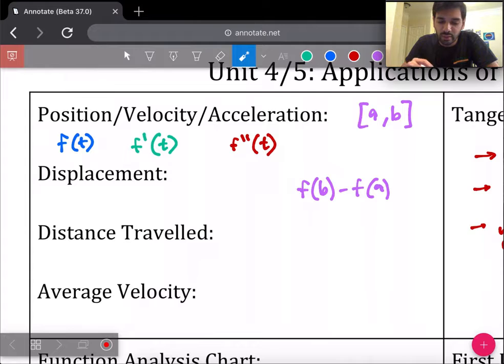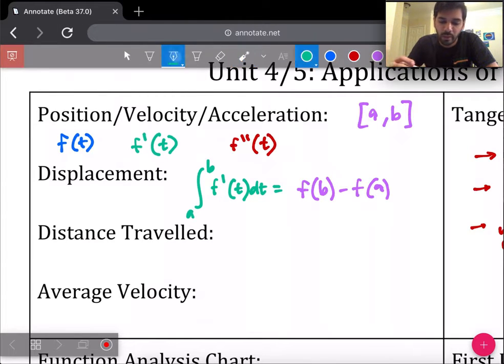Another way you can do this, if you're given just the derivative or just the velocity, is that this is also the area underneath the velocity graph. Notice how if you take the antiderivative of f prime, you end up with f. This is basically the first fundamental theorem of calculus, which we'll get into in a different study guide. But in a nutshell, taking the integral of the velocity gets you back to the position, and if you evaluate from your time bounds, that gives you your displacement.